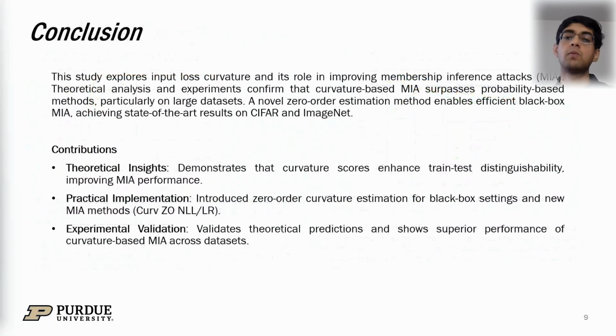In conclusion, we investigated the role of input loss curvature in assessing train-test distinguishability. Both theoretical and experimental results demonstrate that curvature-based methods outperform probability and confidence-based approaches for MIA. Additionally, we proposed a novel zero order estimation technique that enables black box MIA, achieving state of the art performance on CIFAR and ImageNet datasets.